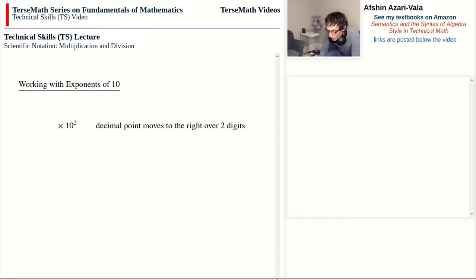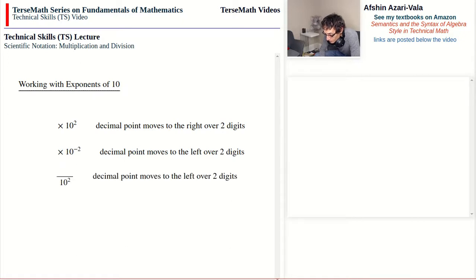Okay, so now with this knowledge, we know that if we multiply by 10 to the power of 2, the decimal point moves forward over 2 digits. If we multiply by 10 to the power of negative 2, the decimal point moves backward, or to the left, over 2 digits. Division is just the opposite. If I divide by 10 to the power of 2, the decimal point moves back over 2 digits. And if I divide by 10 to the power of negative 2, it turns into times 10 to the power of 2, and therefore the decimal point moves forward over 2 digits.